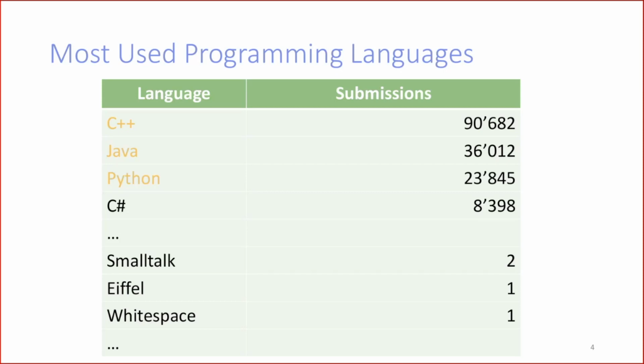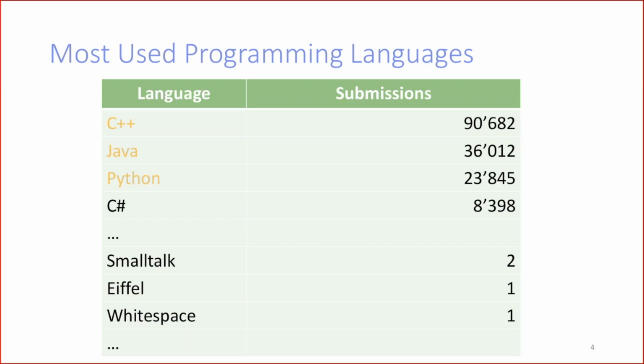So you see C++, Java and Python, the most widely used, with tens of thousands of submissions. And then the next one is C#, that is already 1 order of magnitude less. And this is like the bottom. There were 2 submissions in Smalltalk, 1 in Eiffel, and 1 in Whitespace, which is this esoteric fake programming language, right? So they tried everything, but of course, those are not very representative.